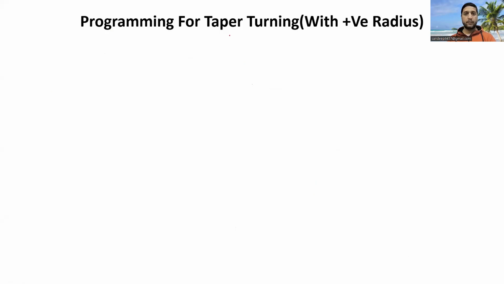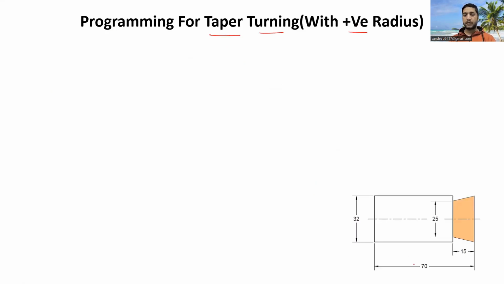Now let us write our program for this taper turning operation with positive radius. And for that, this is the cylindrical workpiece again that we have. The total length of this workpiece is 70 mm. The major diameter is 32 mm. Minor diameter is 25 mm. And the taper length is 15 mm here. And we are interested to remove this material from this workpiece and to get this taper profile.